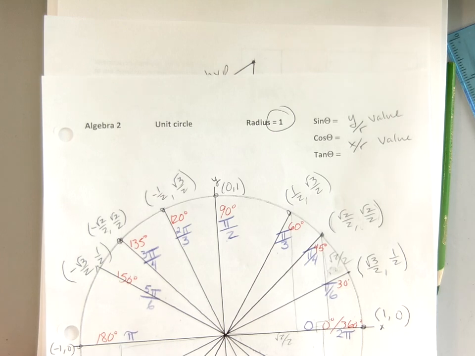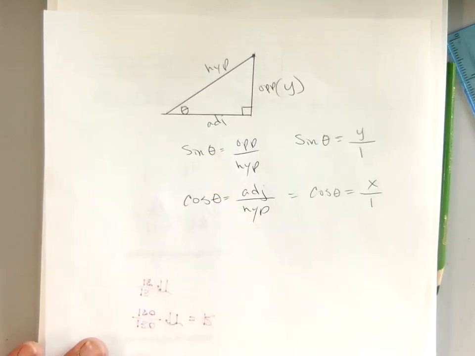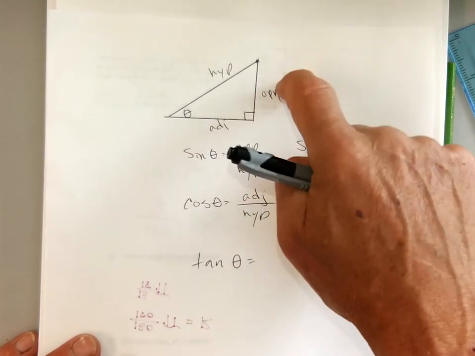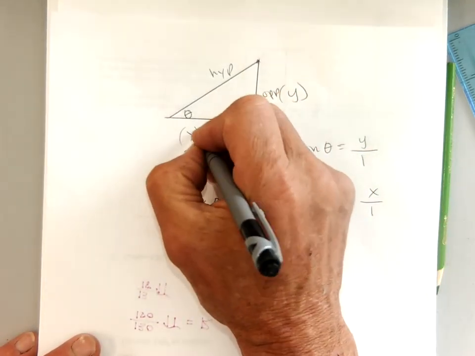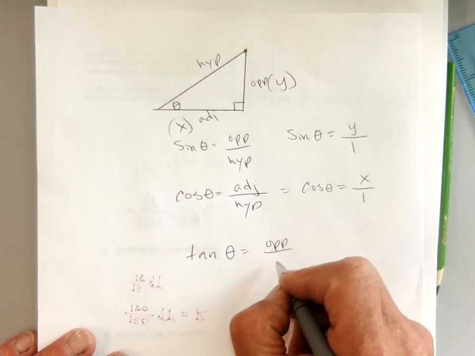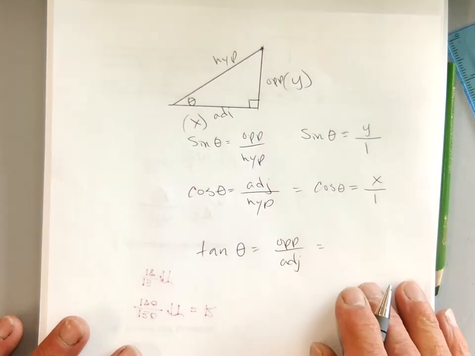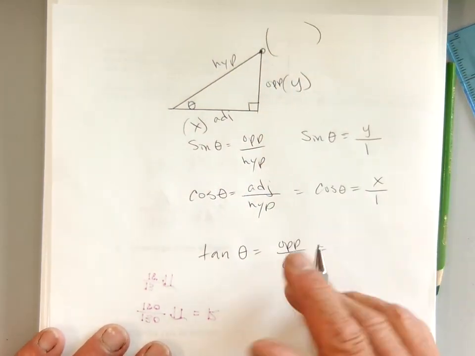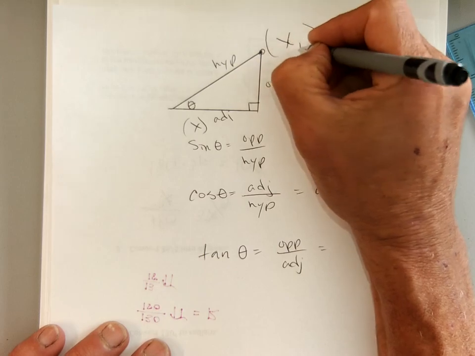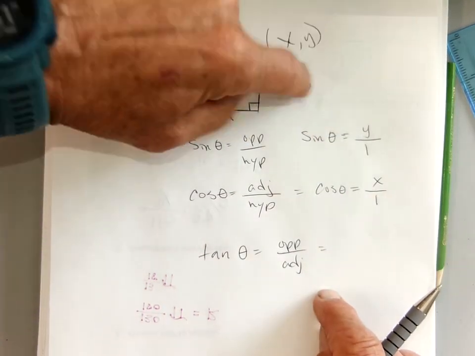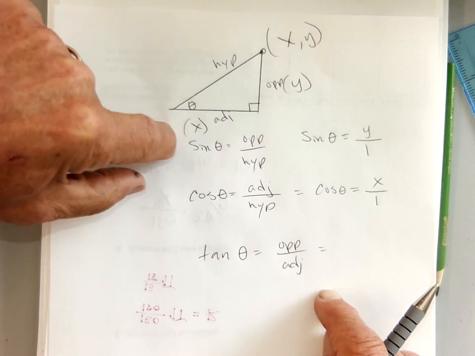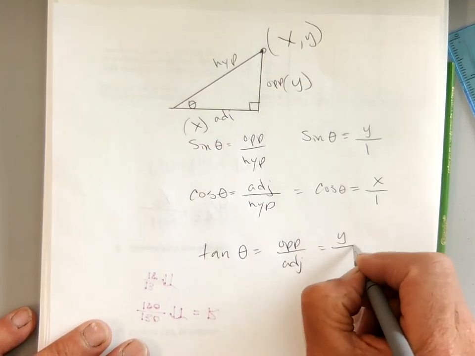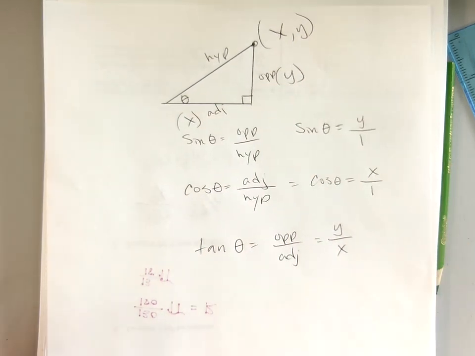The tangent value of any triangle is going to be the opposite over the adjacent, okay? But on a unit circle, since we're looking for points on a grid, it's the opposite, which is the y value, over the adjacent, which is the x value of the point.